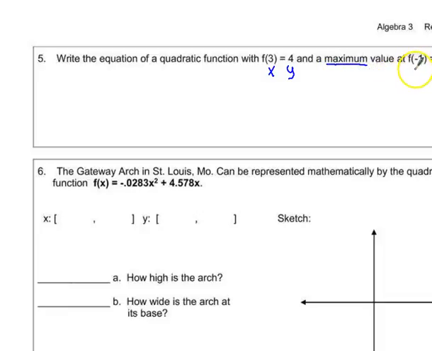So we know that h, hold on just a minute, I need to make this a little bit wider so y'all can see the problem. Hold on just a second.